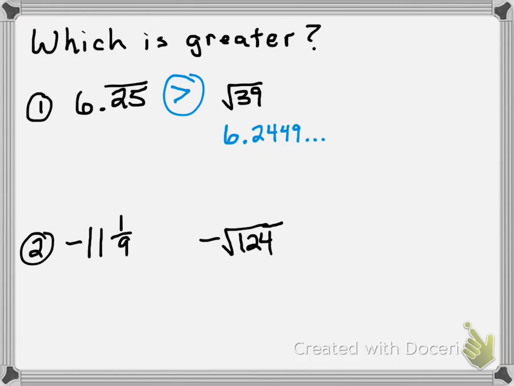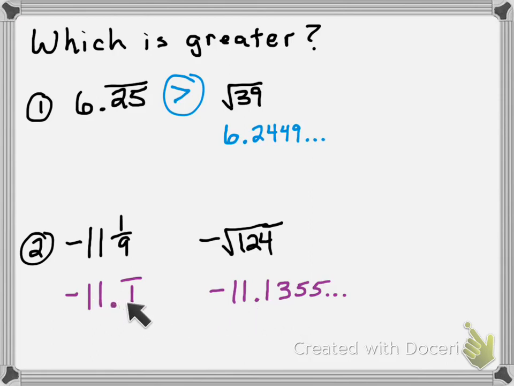Same thing with number 2. I need to write them both as decimals so that I can compare. Well, this is just negative 11.1 repeated. You could just put in your calculator, 1 divided by 9 is 0.1 repeating. Then I can put this in my calculator. I don't have to worry about the negative because I know the answer is going to be negative. I can just type in square root of 124 and I get 11.1355 dot dot dot. It keeps going forever. So now I can compare these two decimals.